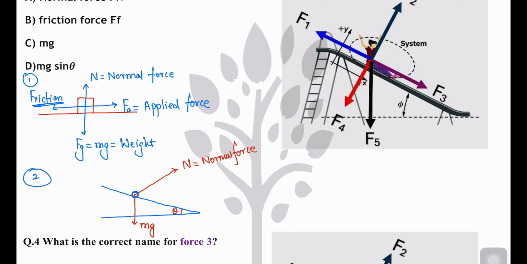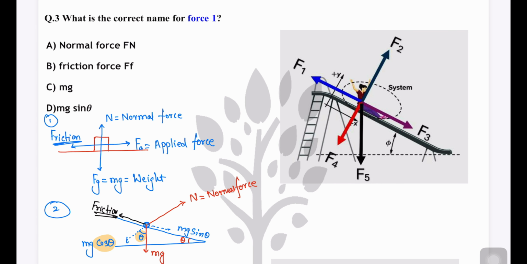If you resolve this as you learned before, just solve this. Here is angle theta. This is called mg cosine theta. I told you, wherever you see the angle, cosine is there. Clear? So in this direction it is mg sine theta, and the opposite direction is your friction. Clear? Now you can solve all the questions.